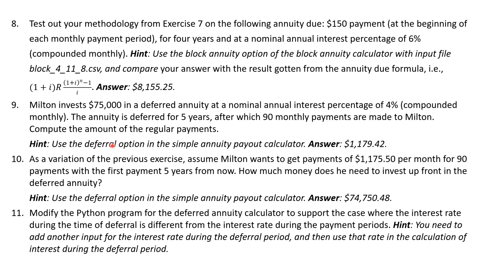So here we would use the deferral option. There are 2 fields in that calculator, simple annuity payout, for deferral. And you get this solution here. Again, you need to be careful converting this to a rate. You need to take the 0.04 divided by 12, and you get a repeating fraction. The temptation is to truncate that at like 4 or 5 or 6 places, and if you do that, you'll get something slightly different than this.